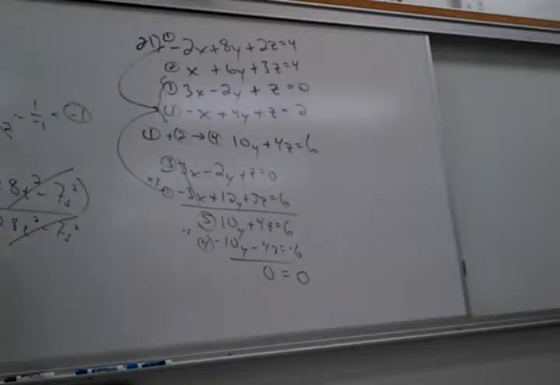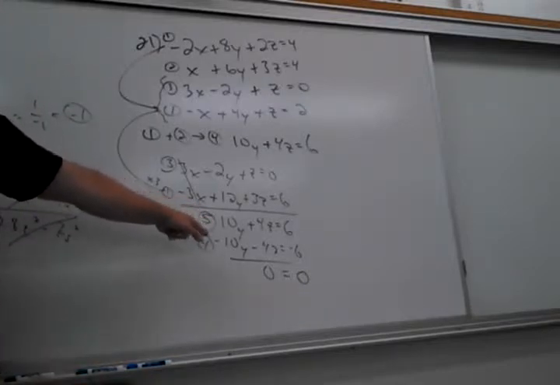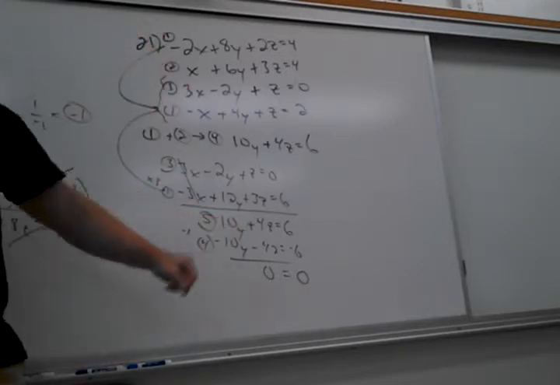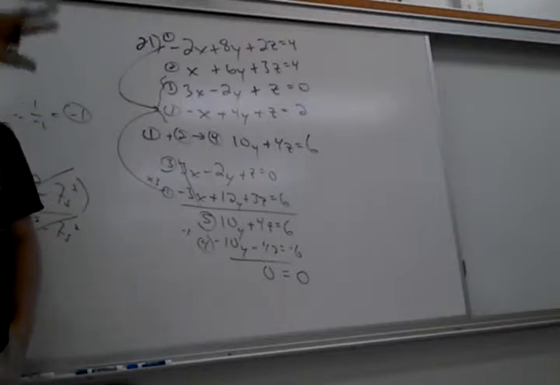Now, I always have somebody tell me y equals 0 or something. Is there a y alive? No, all the letters die. Let them die. I get 0 equals 0. That's the opposite of 1 equals 0 or something like that. That would mean no solution.